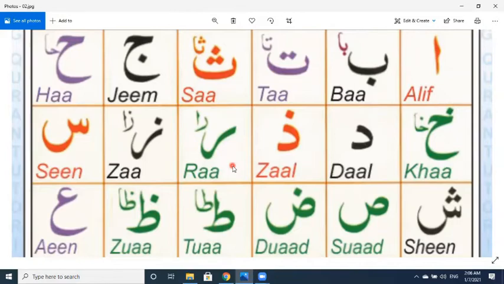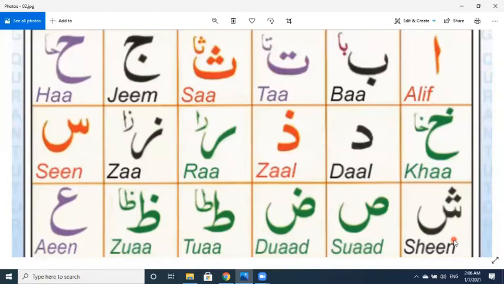Ra. This is simply R, which is like the R in English. Next letter is Za. Another letter here we have is Sin. And the next in the page is Sheen.